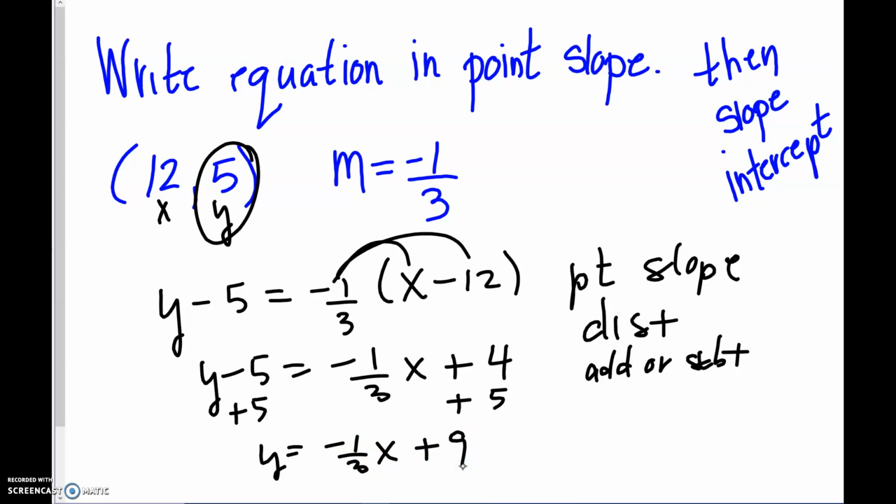Now what you can do is you can tell me what the y-intercept is. So what is the y-intercept? In point slope you couldn't, but now you can tell me that that y-intercept is a 9. The slope stayed the same. The slope is still negative 1/3.